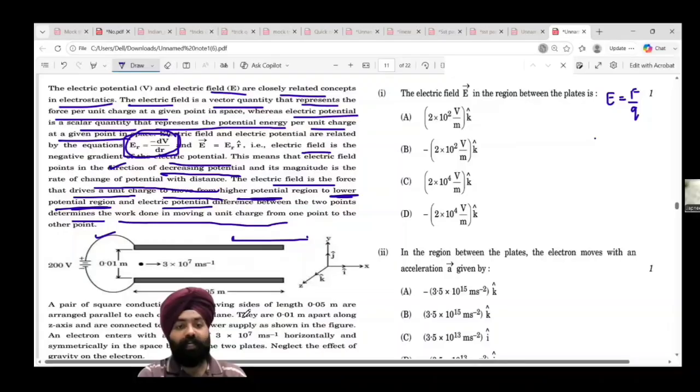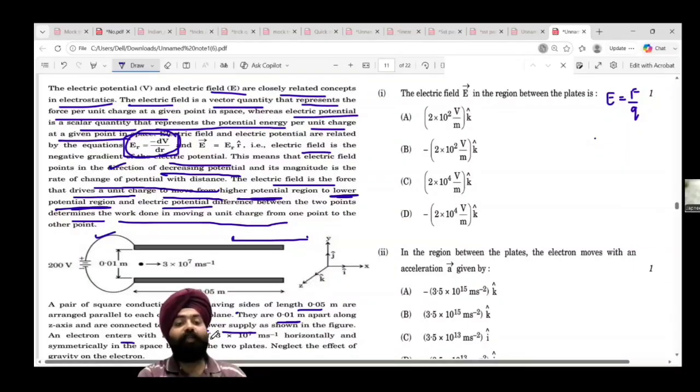A pair of square conducting plates having sides of length 0.05 meter and arranged parallel to each other in the xy plane. They are 0.01 meter apart along the z axis and are connected to a 200 volt power supply as shown in the figure.